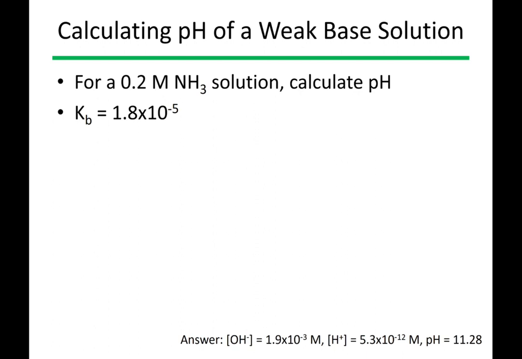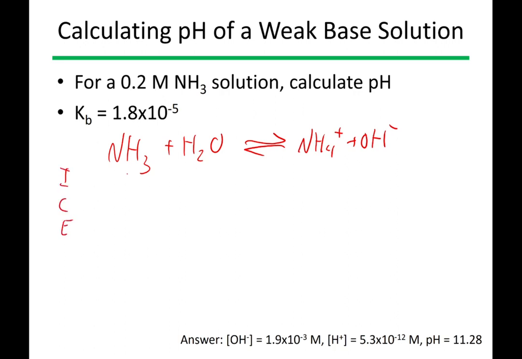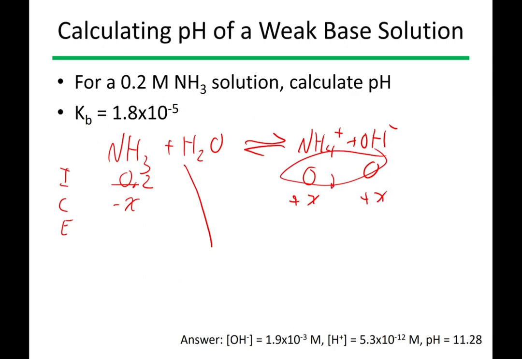So we'd set up the ICE table. We have our NH3, and it's acting as a base. So this will give us our NH4 plus and OH minus. Our initial concentration is 0.2. We're not going to worry about water because it won't appear in the equilibrium expression. These are both 0 when we start. Here we'll have minus x, plus x, and plus x. Since we had zeros on this side, this is going to have to increase. So this at equilibrium is 0.2 minus x, and x, and x.